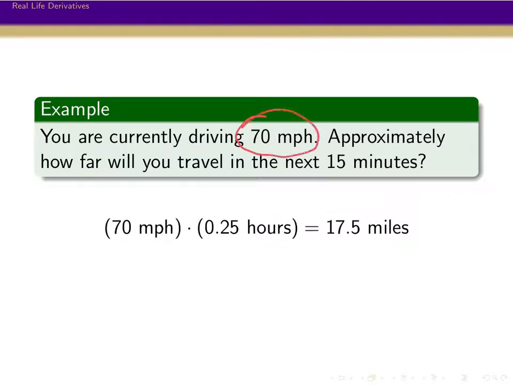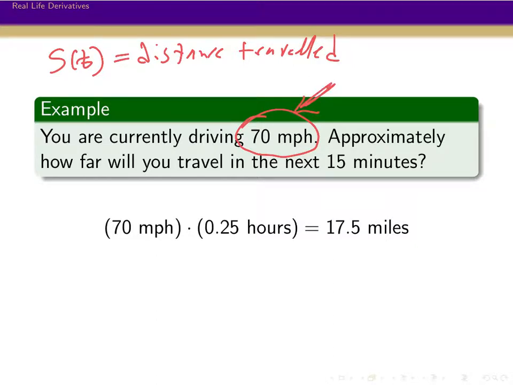Okay, so what is this 70 miles per hour talking about? It's talking about speed. So if we think about s of t being distance traveled, same as before, well then what's 70 miles per hour going to be talking about? That's the value of the derivative. So this 70 miles per hour right here is our s prime of t. We're talking about traveling the next 15 minutes. What's that talking about? Well, that's talking about a change in time.